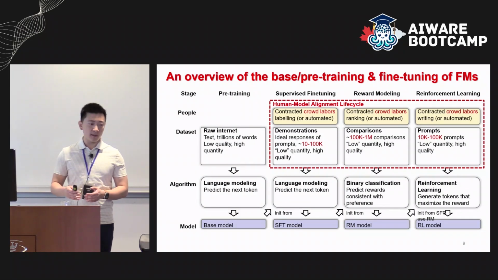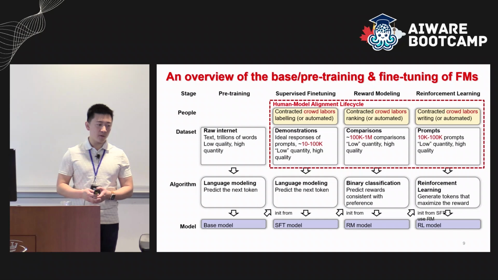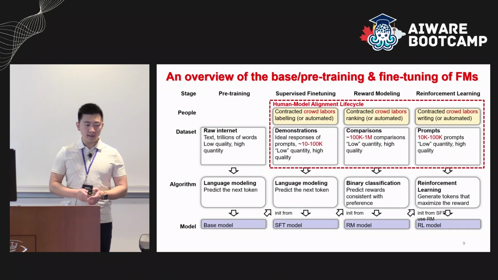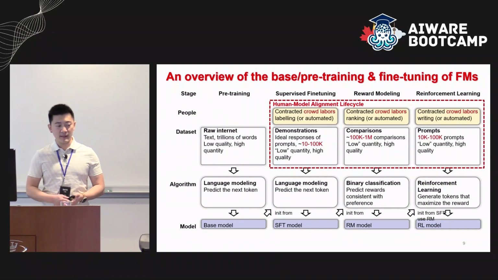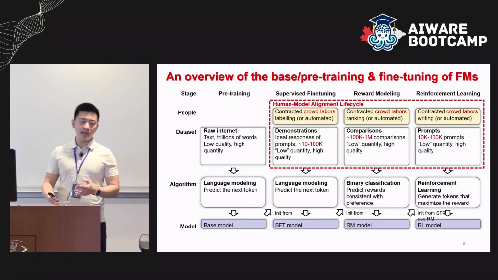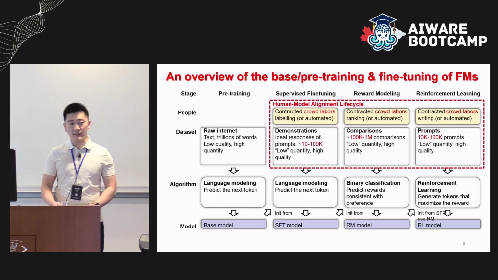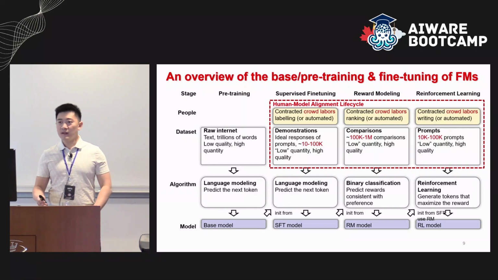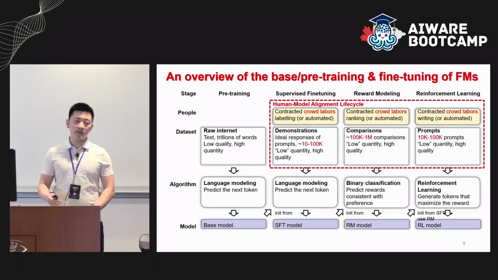It's usually 10 to 100K, low quantity, high quality data. And then still through prediction of the next token tasks, and then you get the supervised fine-tuned model. And then if you look at ChatGPT and other applications, a lot of times they'll go through another stage of RLHF, reinforcement learning human feedback.